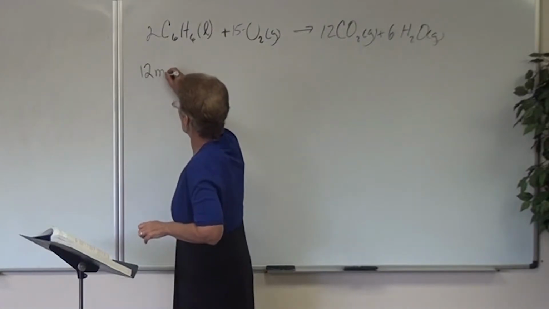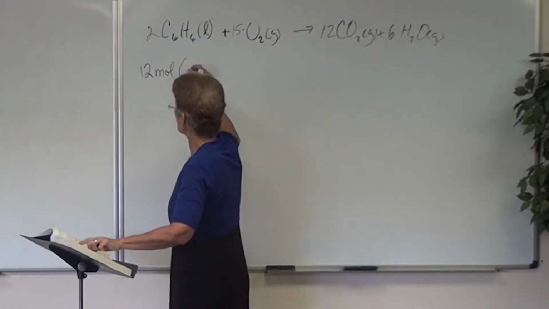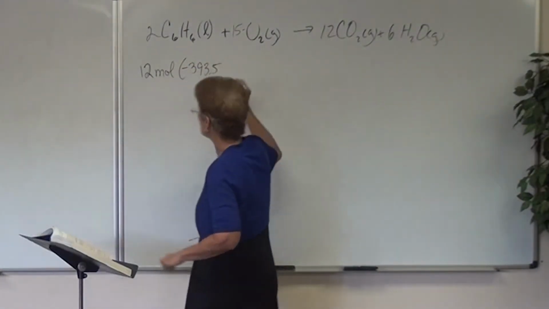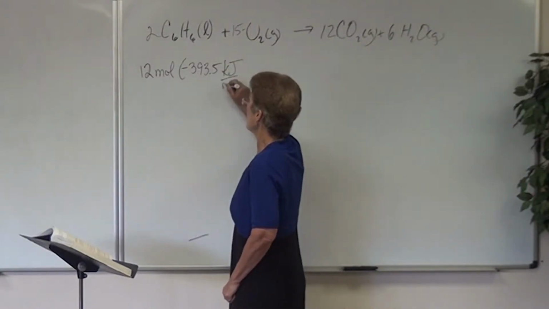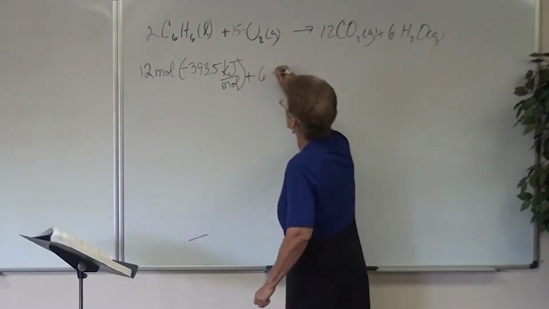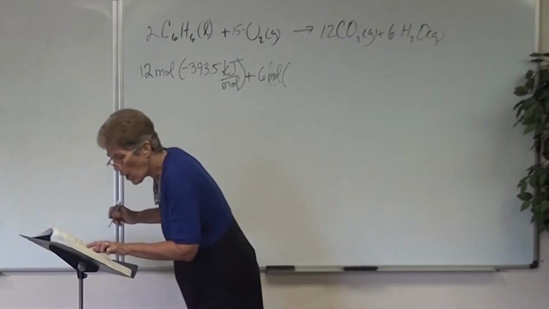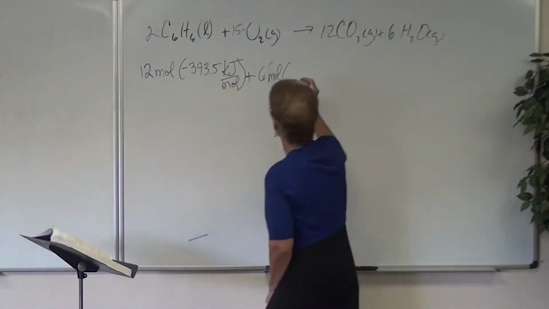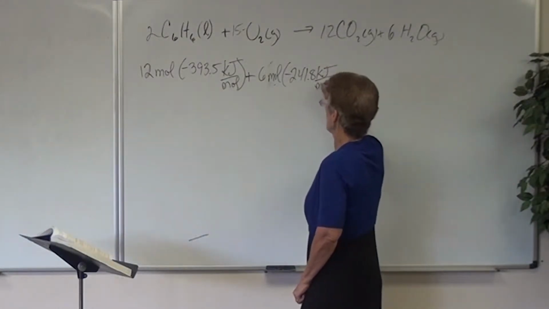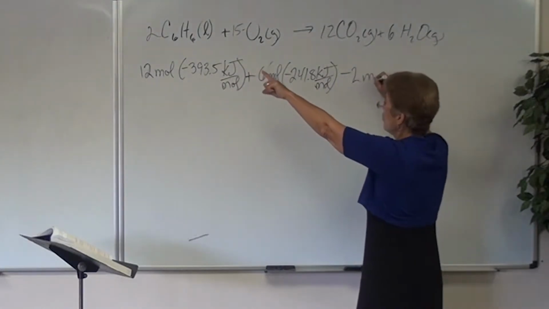We have 12 moles of CO2 gas. So we look at the chart, find CO2 gas, and it is negative 393.5. And notice this is kilojoules per mole, okay? Plus, we got to do 6 waters, and they are, 6 moles, shame on me, moles. And water in its vapor state is negative 241.8 kilojoules per mole.